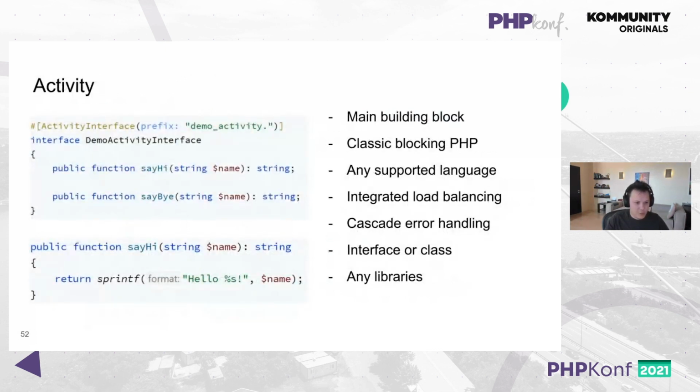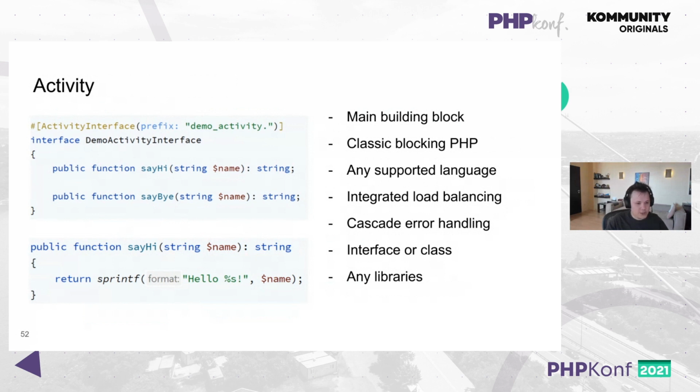The building block number one, and it's your main kind of workhorse, is activity. Activity is simply an interface with a number of methods and an attribute or annotation for that. You can use both, or it's a class. Practically speaking, it's just a method of the class which you want to invoke with some parameters in and get some result out. It can be anything inside.